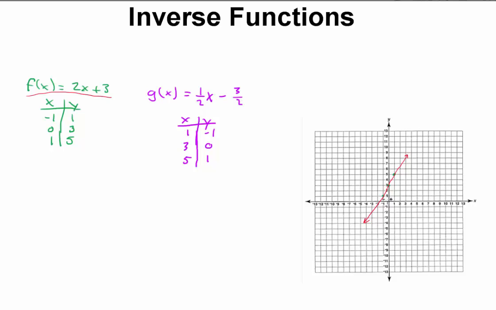I'm going to go ahead and graph these three. So it's going to be +1, -1. My first ordered pair is right down here in the fourth quadrant. 3, 0 is on the x-axis, and then 5, 1 is in the first quadrant right here. So going ahead and connecting these with a line.